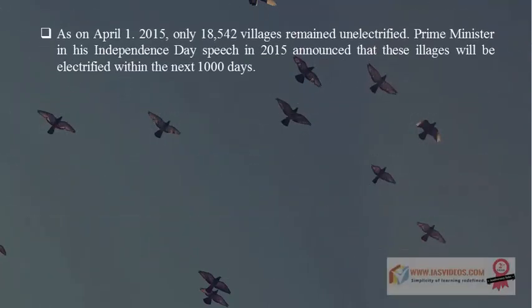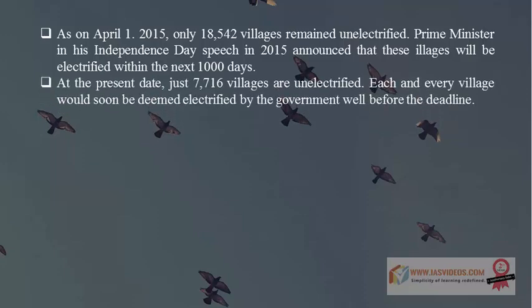As on April 1, 2015, only 18,542 villages remained unelectrified. The Prime Minister in his Independence Day speech in 2015 announced that these villages will be electrified within the next 1,000 days. At the present date, just 7,716 villages are unelectrified. Each and every village would soon be deemed electrified by the government, well before the deadline.